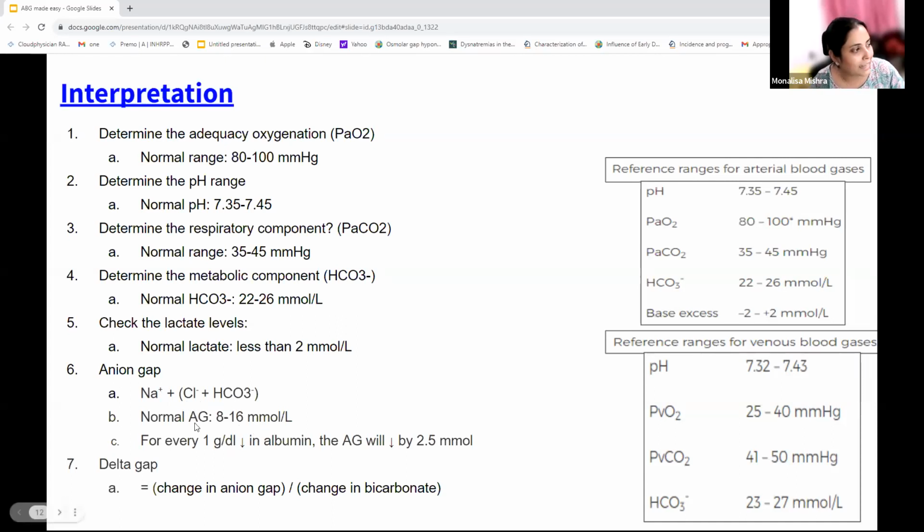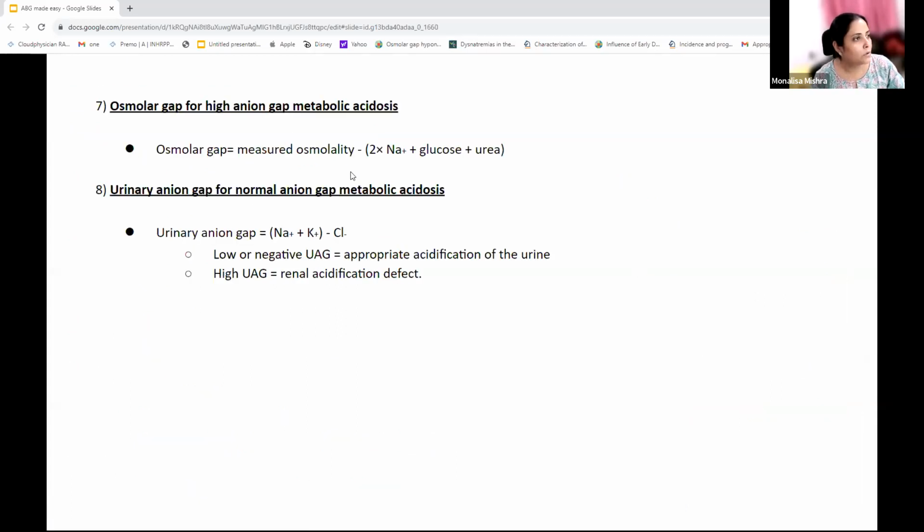Also, the corrected anion gap is very important. For every 1 gram per deciliter decrease in albumin, the anion gap will decrease by 2.5 millimoles. And then calculating the delta gap, that is the change in anion gap divided by the change in bicarbonate. This will become more clear with an example as we move forward.